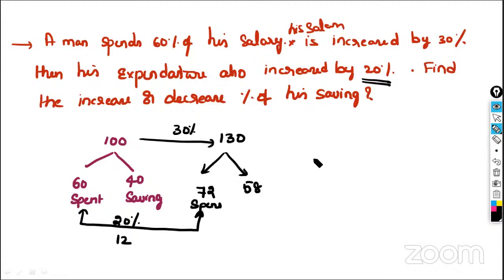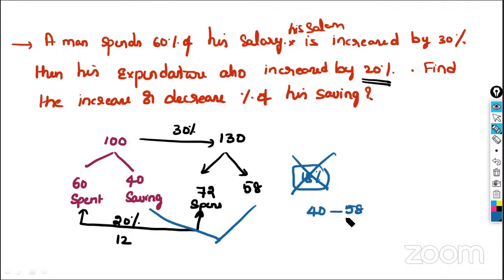So another general mistake, so many people are doing this. Here 40, here 50, directly saying that 80% is increased. That is the wrong answer. I explained here, 60 to 72. How much is increased? 20%. Here 40 to 58. How much percentage is increased?